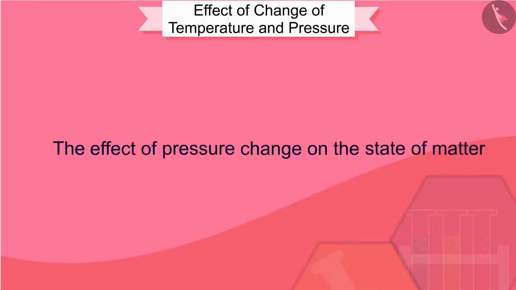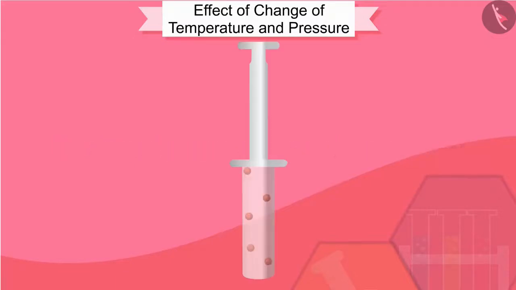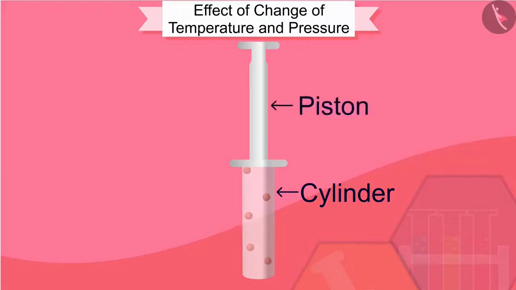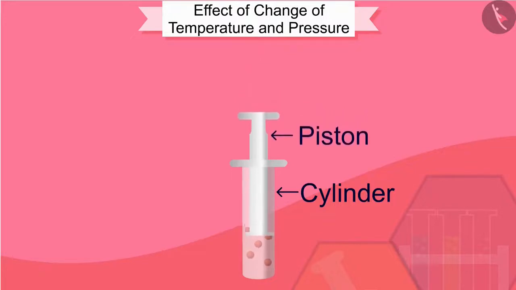Let us now see the effect of pressure change on the state of matter. Let us understand this by an activity. You can see that the gas has been filled in a cylinder, and this is how the piston is mounted on it. Now, what will happen if we increase the pressure on this piston?